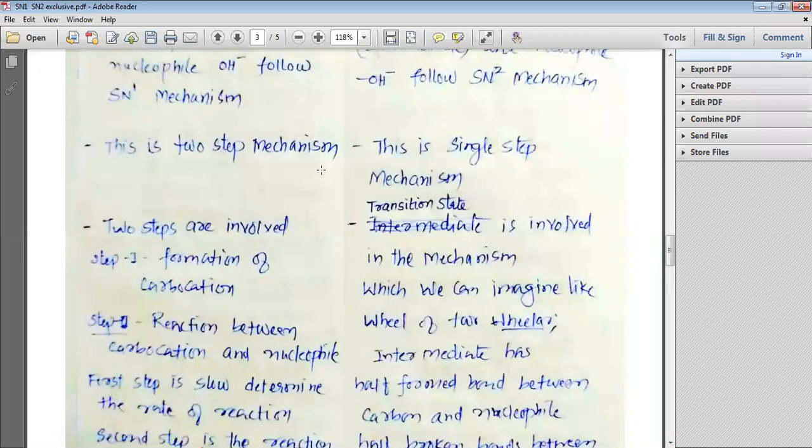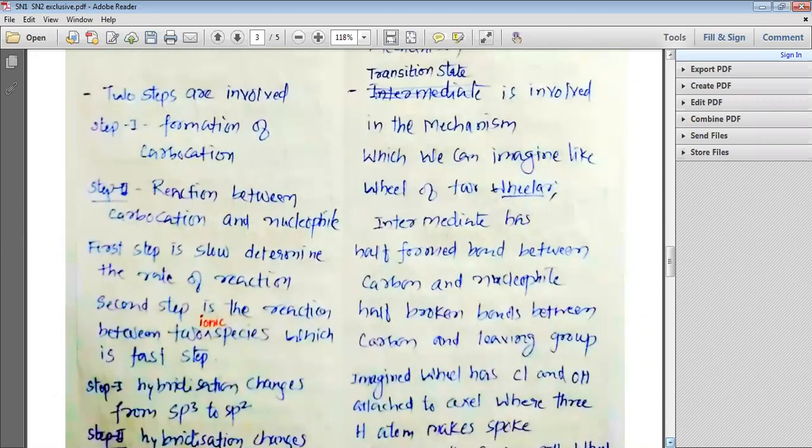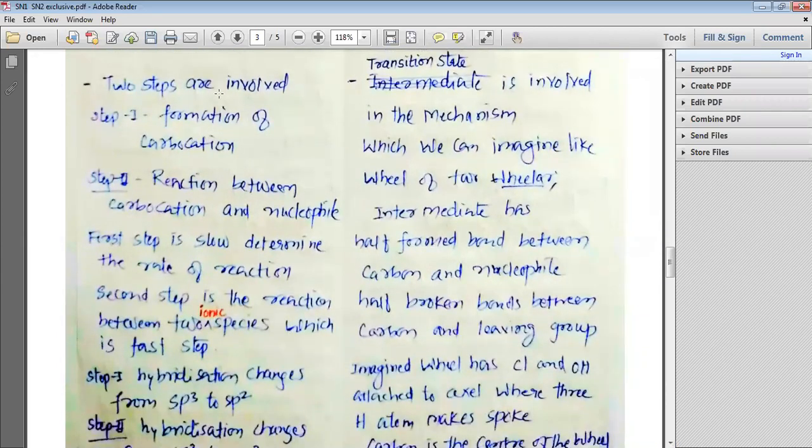This is the two-step mechanism, my dear students. This mechanism follows two steps, whereas this is the single-step mechanism. My dear students, SN1 reaction is a two-step reaction, whereas SN2 reaction is a single-step reaction. So it is very important for us to understand that we have a single-step reaction and a two-step reaction that we can see here. Then, my dear students, two steps are involved in the SN1 mechanism. Let us study the SN1 mechanism.